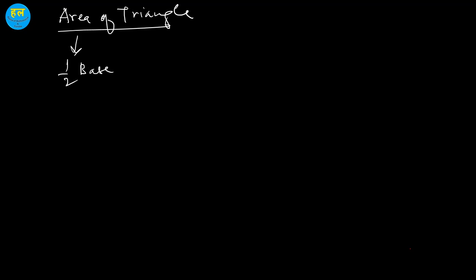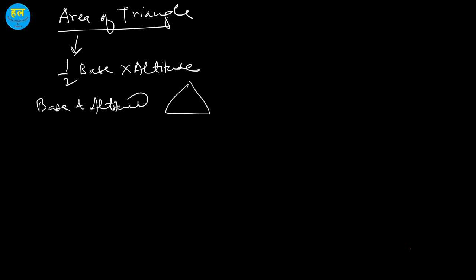We all know that the area of a triangle, what we have learned in our earlier classes, is basically half into base into altitude. So if we know the base and altitude, that means this is the base and this is the altitude, we can find the area of a triangle.